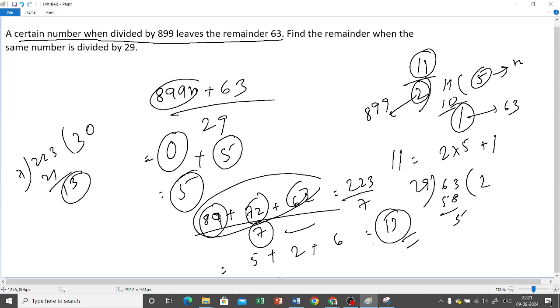Okay then, so we are stopping here for today. We have a few more sums to do.